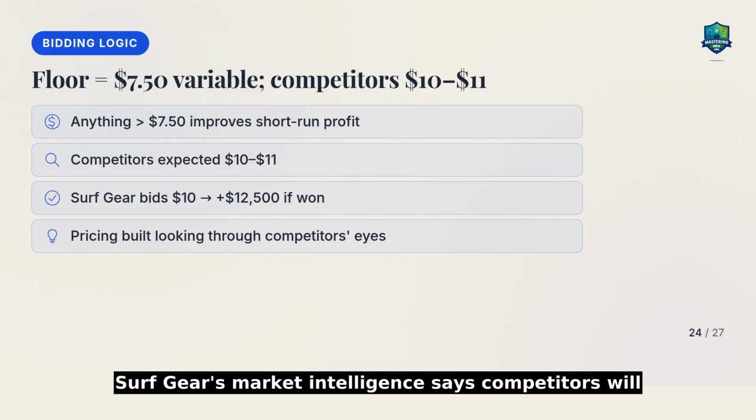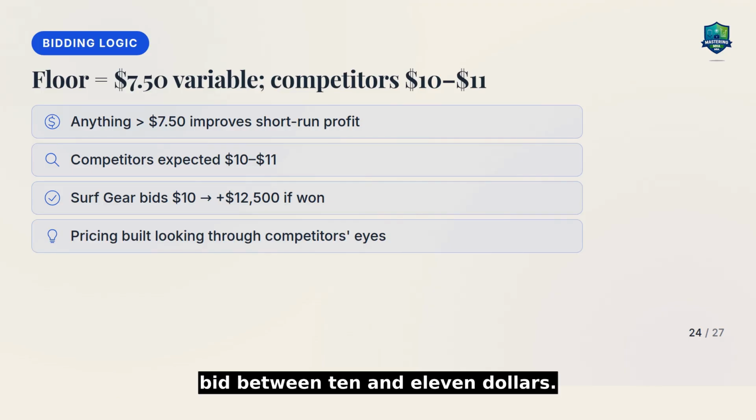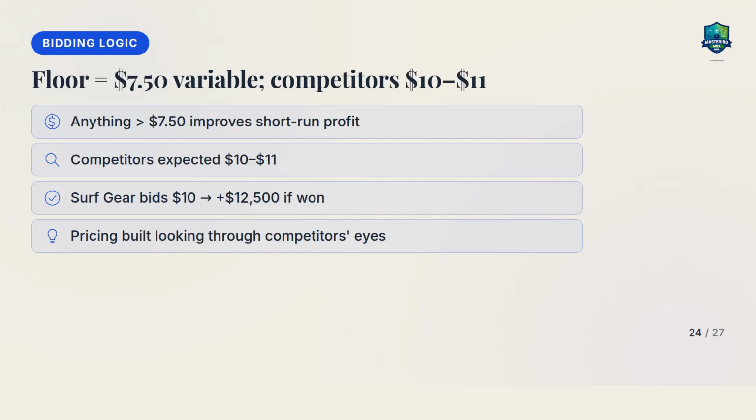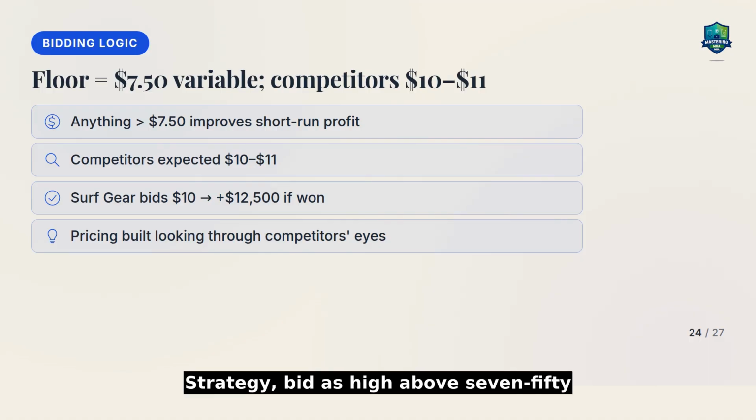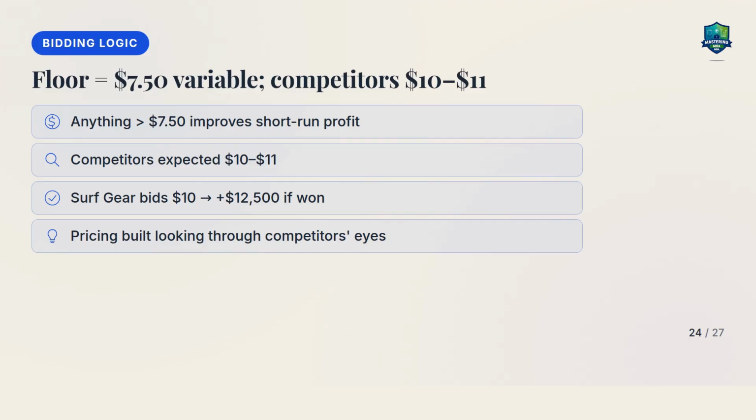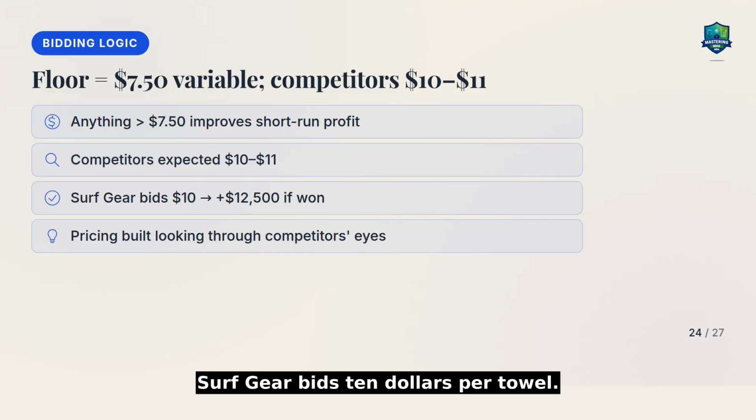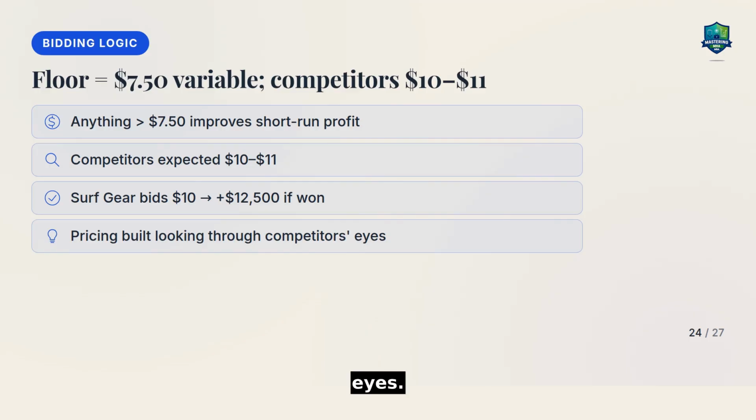Surf Gear's market intelligence says competitors will bid between $10 and $11. Strategy: bid as high above $7.50 as possible, but below the competition. Surf Gear bids $10 per towel. If they win, operating income improves by $12,500. Pricing isn't built solely on cost; it's built looking at competitors through their eyes.